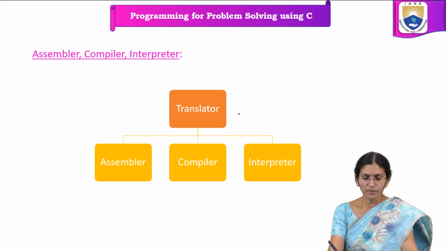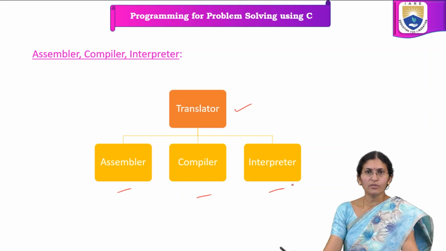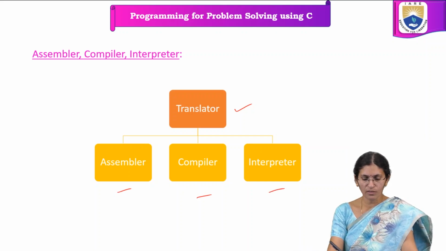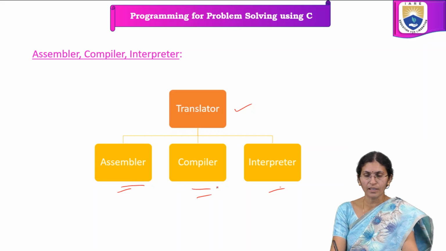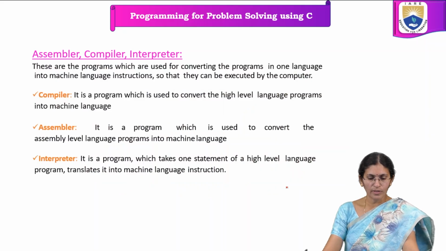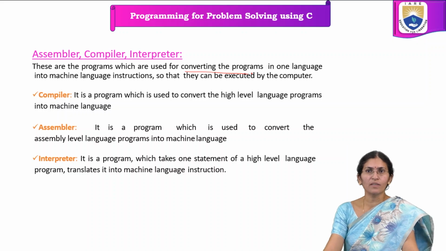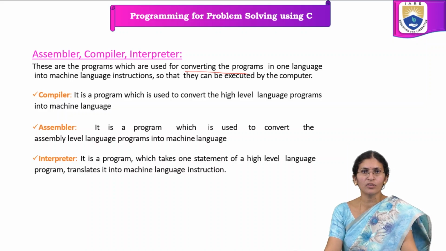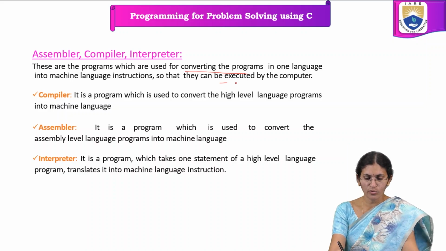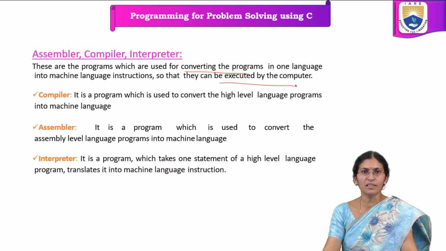We have three types of translators: assembler, compiler, and interpreter. We are going to discuss in detail about the assembler, compiler, and then interpreter. These are programs used for converting programs in one language to machine language instructions so that they can be executed by the computer.